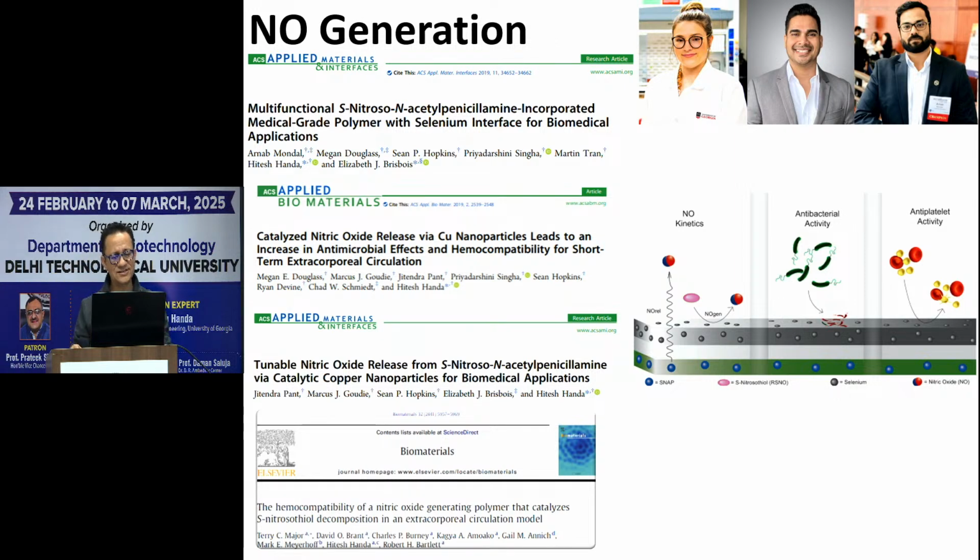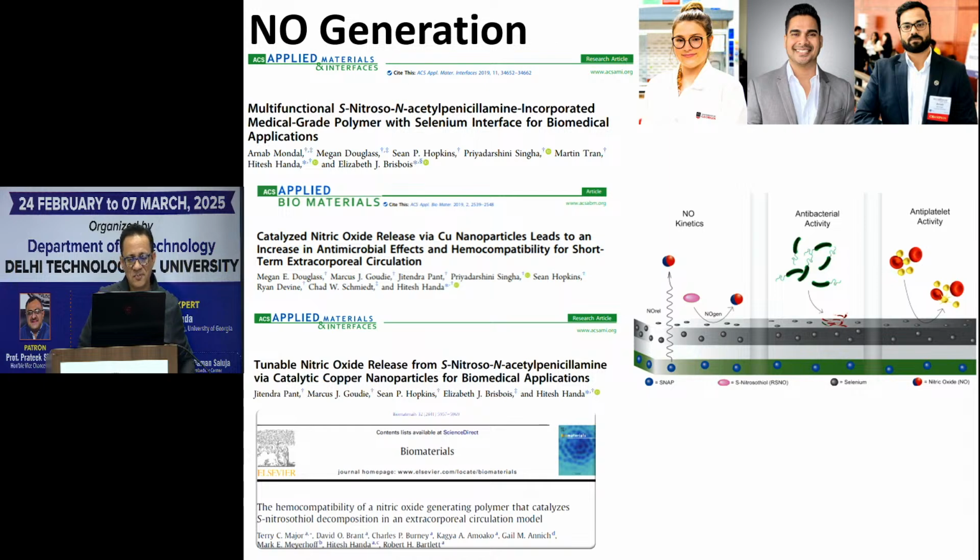So the idea is immediately after the surgery, when the chances of infection are high, you have NO donor and NO generation both working together. And now after some time, even if one of the technologies is not working completely, the other is still going.